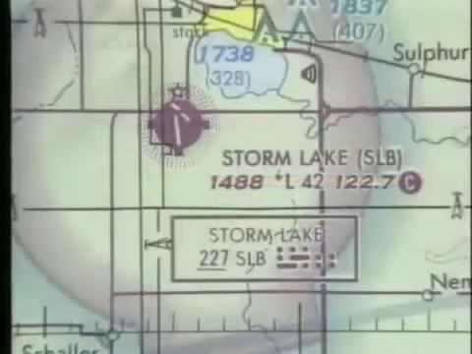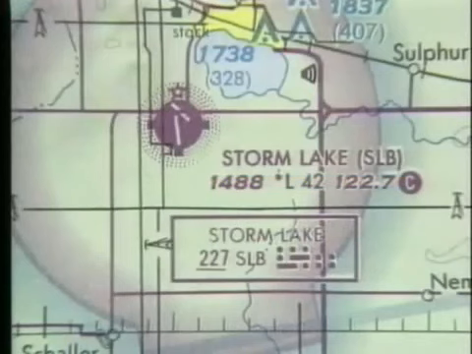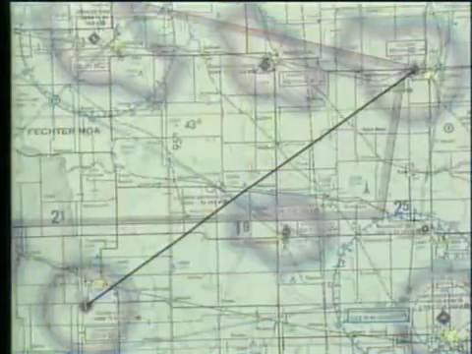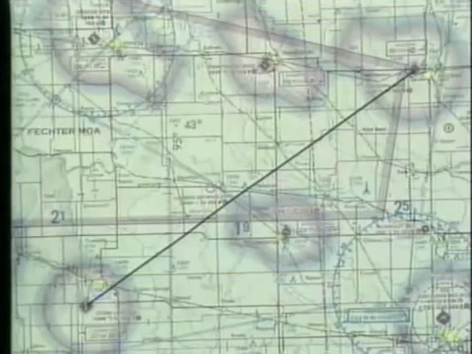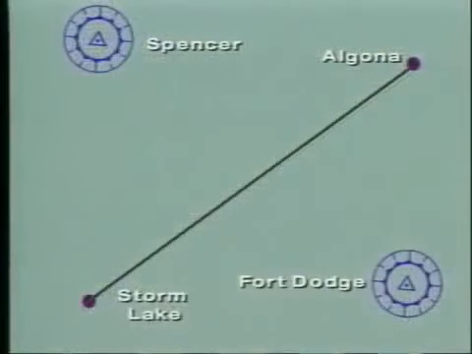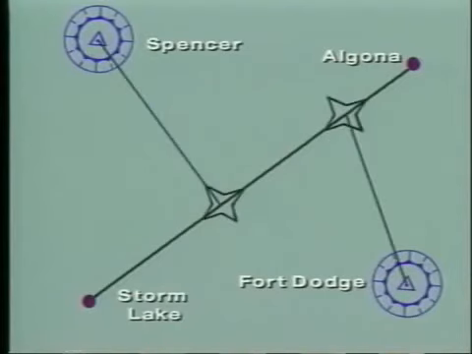For example, assume you're planning a direct flight from Storm Lake Municipal Airport to Algona Municipal Airport, and you're using area navigation equipment. The first thing you must do after determining your route is to select the closest VORs to your flight path. In this case, they are the Spencer and Fort Dodge nav aids. Then establish waypoints along the route and determine the radial and distance each waypoint is from the VOR.